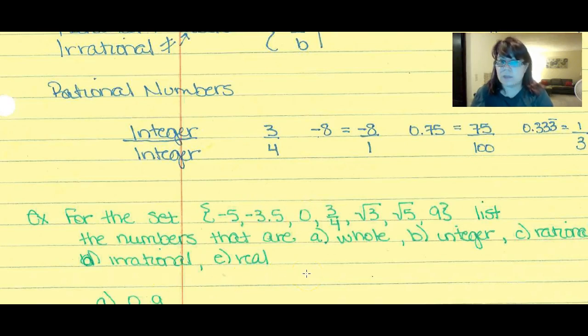So I'm just going to state what each one of these are. Rational and real. Irrational and real. Irrational and real. Whole number, integer, rational, real. That's a lot of things.